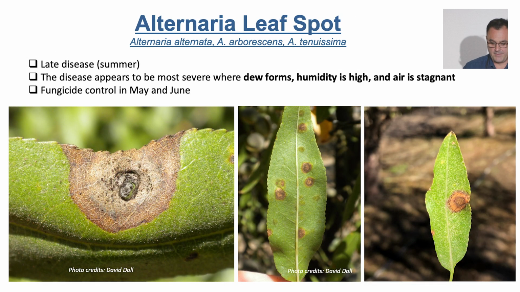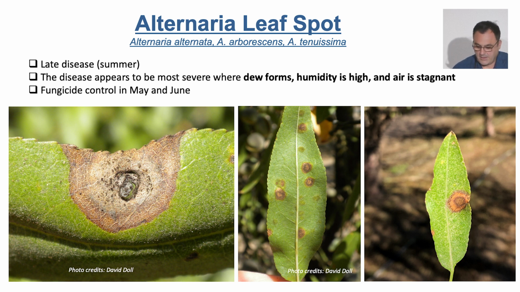Alternaria, I wanted to put a few words, can't exactly talk about an outbreak. Alternaria is widespread in almond orchards. It's generally a late disease that comes later in the summer. It's a disease that's favored by high humidity in the orchard, including dew, when the air is stagnant. And typically, fungicide in May and June can help control this disease.